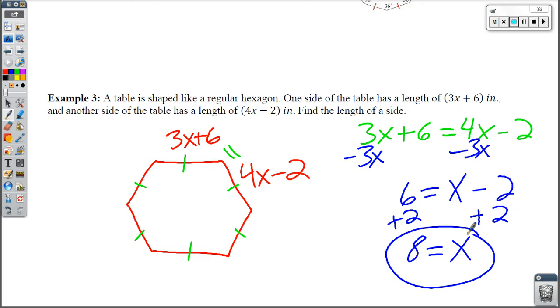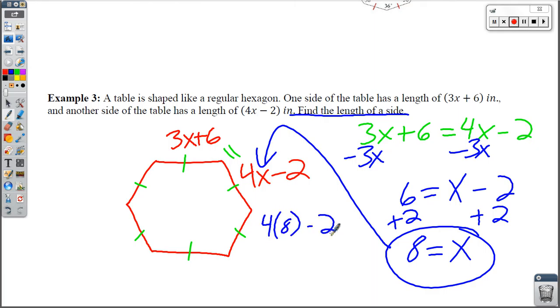Now that is not the answer. It told us to find the length of a side. It did not tell us to find x. We have to find x in order to get the answer, but we're not done yet. So in order to find the actual length of the side, we need to take this number for x and plug it back into either one of these expressions. It doesn't matter which one. So 4 times 8 minus 2. 4 times 8 is 32. Minus 2 gives us a side length of 30.